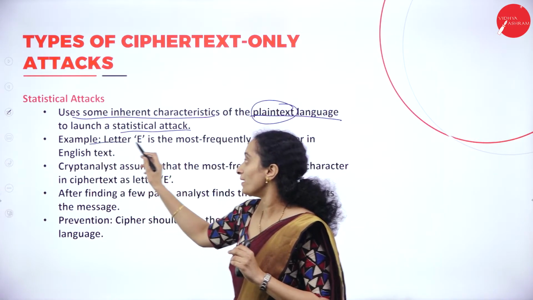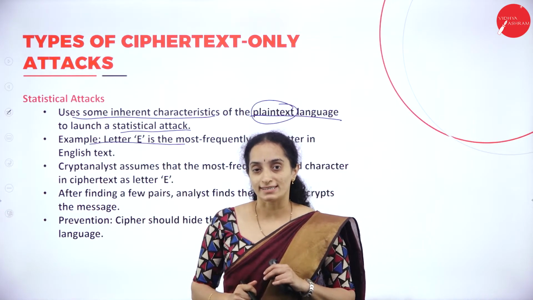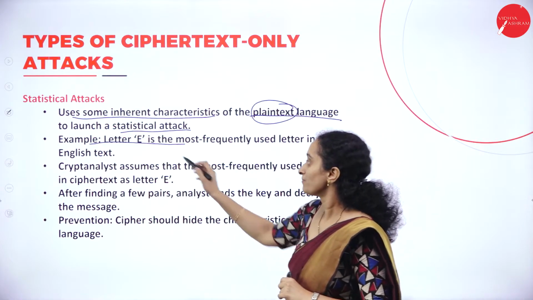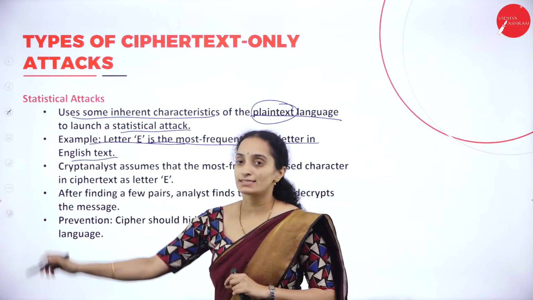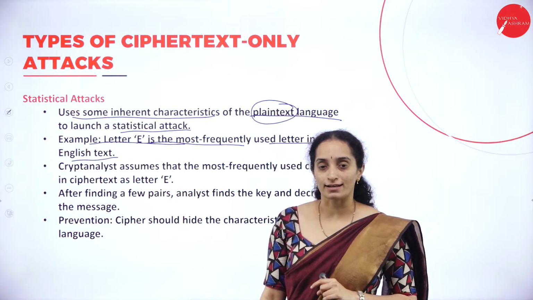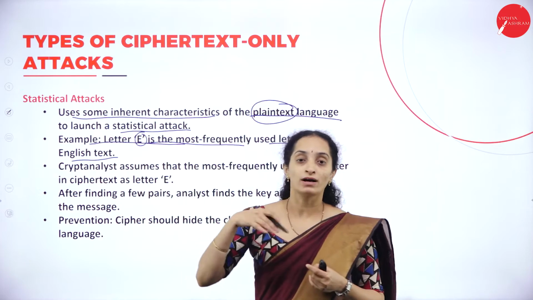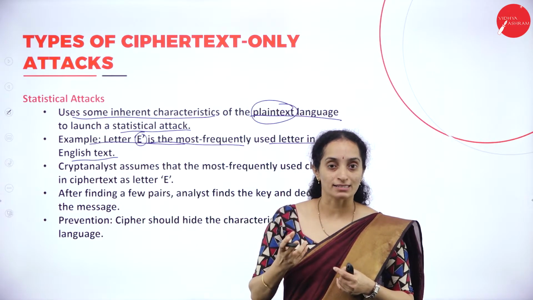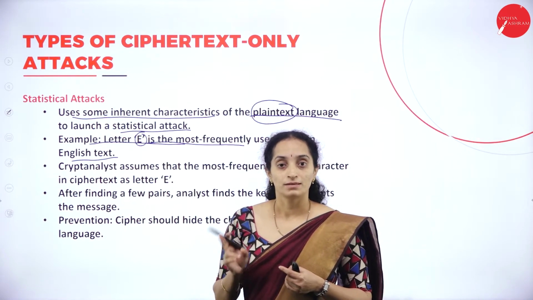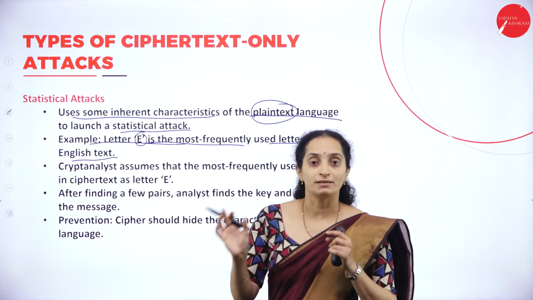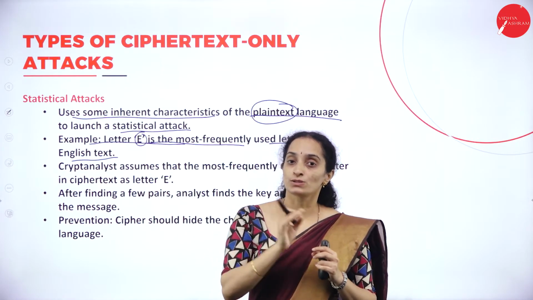For example, which is the most widely used letter in the ciphertext? Letter E is the most frequently used letter in English text. What the statistical attack will do is statistically analyze the repetition of the alphabets in the ciphertext. How many times has the letter been repeated? If it is repeated this many times, what may be the letter? So they are going to assume it based on the statistics.